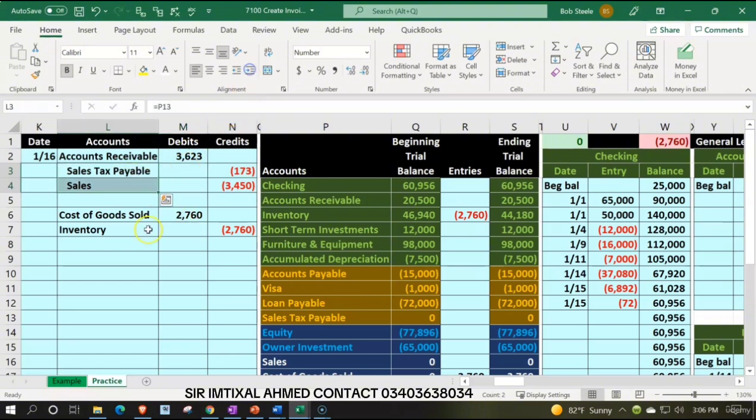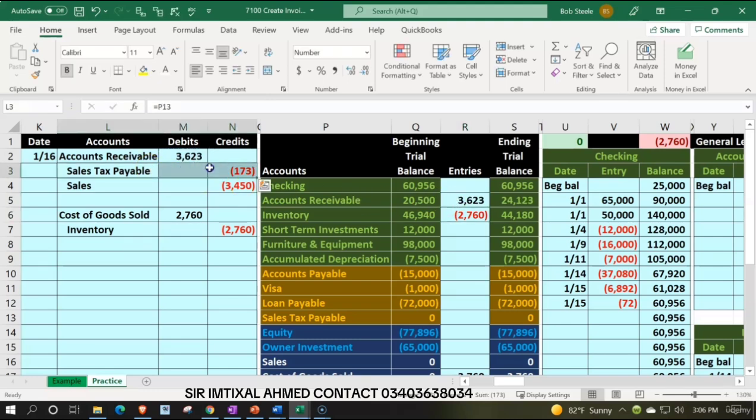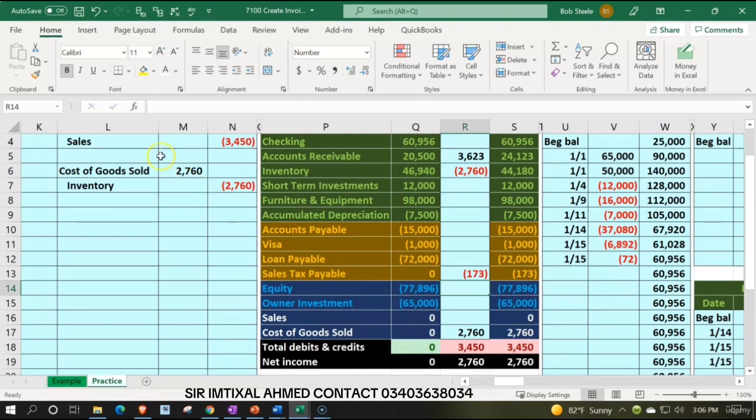Going to the alignment indent, and right here, alignment indent. So there we have it. Let's post that side out. Go into the accounts receivable. Accounts receivable is now going up. This equals the AR 3,623. And then we've got the sales tax payable, which we added down here, which is going to be equal to the 173. And then the sales down below is going to be equal to the 3,450, and enter.